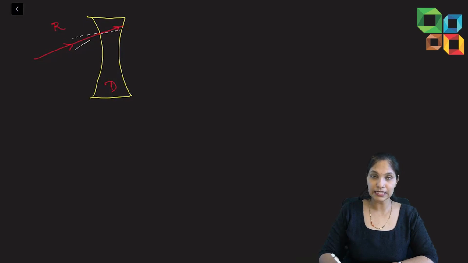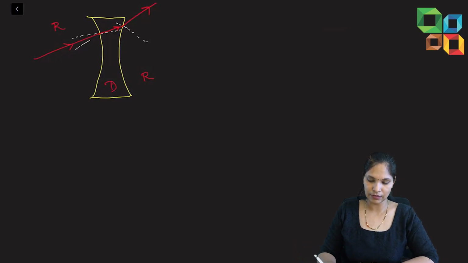Now it's going from denser to rarer again, outside. So for this surface, the normal will be like this. It will go away from the normal, like this. So finally, it looks like diverging. Correct? It's a diverging type of lens. But the same lens, if you keep it in a denser medium, would act like a converging lens.